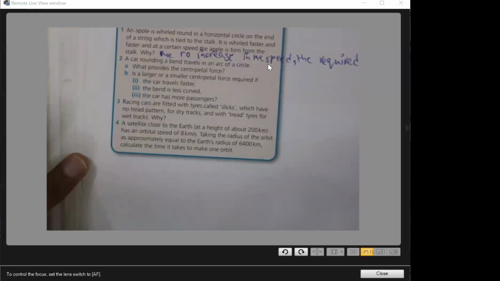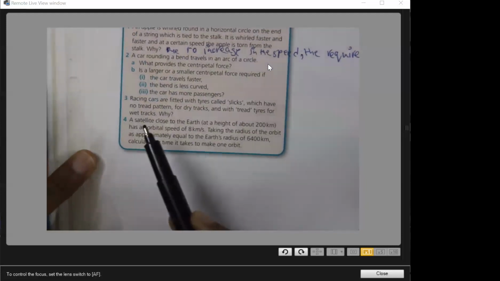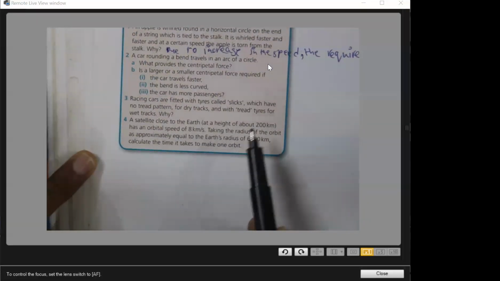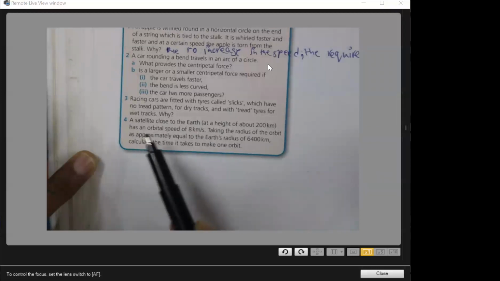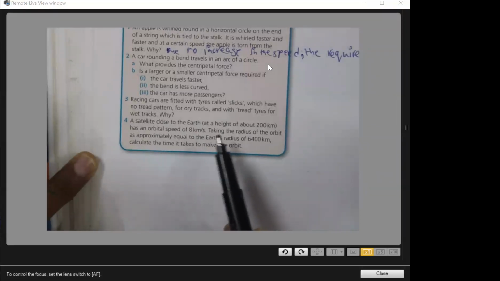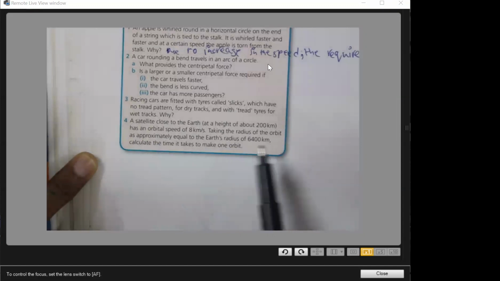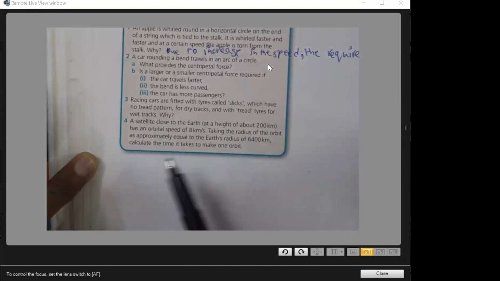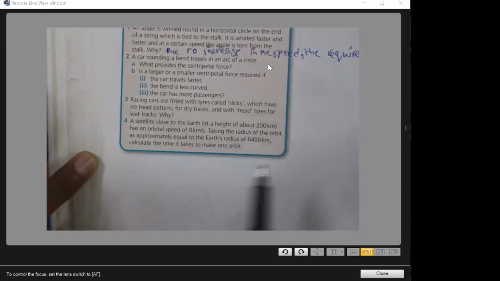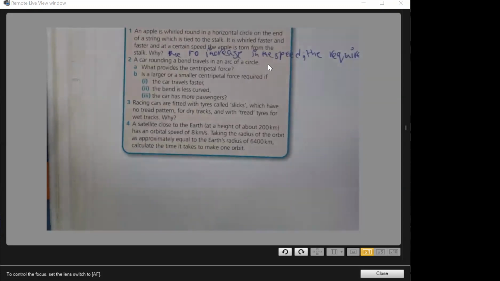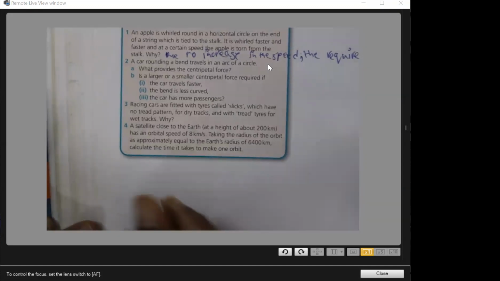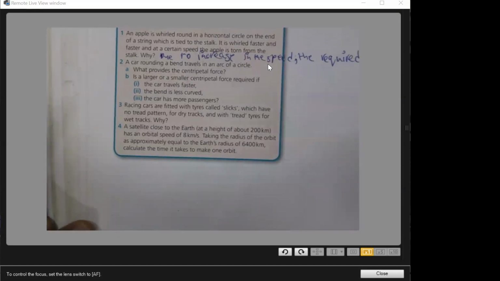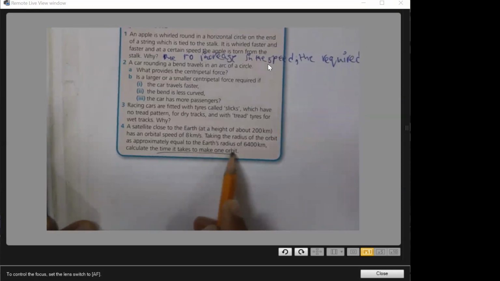Right. Question number 4 is easy. A satellite close to the Earth at a height of about 200 kilometers has an orbital speed of 8 kilometers per second. Taking the radius of the orbit as approximately equal to the Earth's radius of 6,400 kilometers, calculate the time it takes to make one orbit. So they have asked us to find out the time it takes to make one orbit.